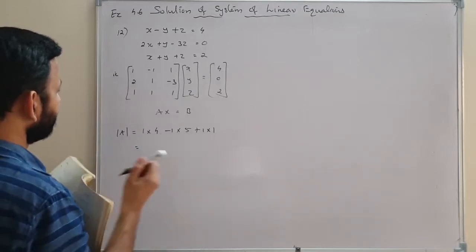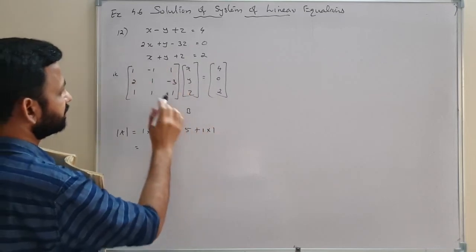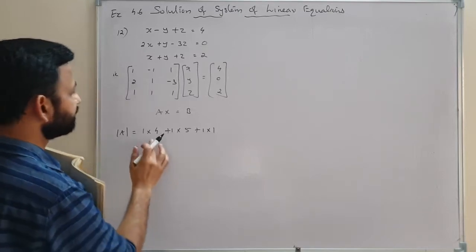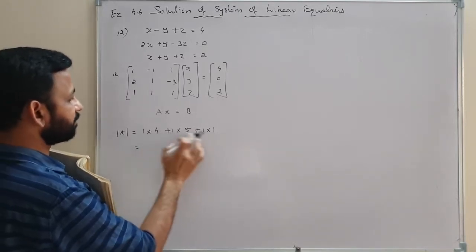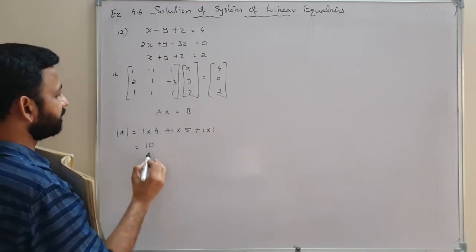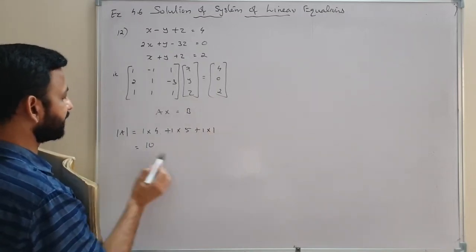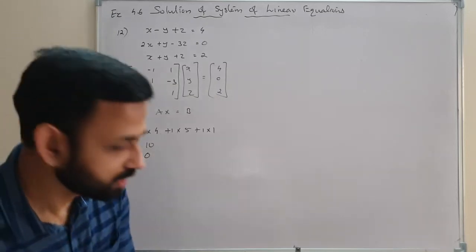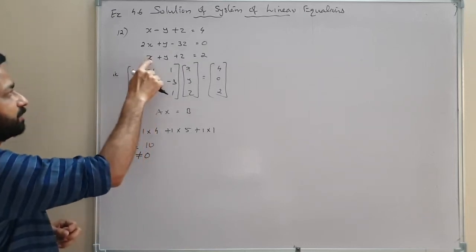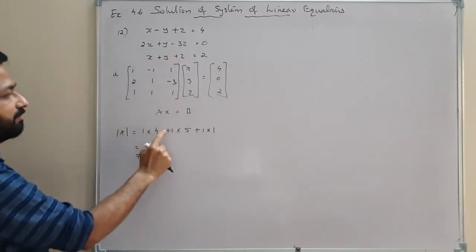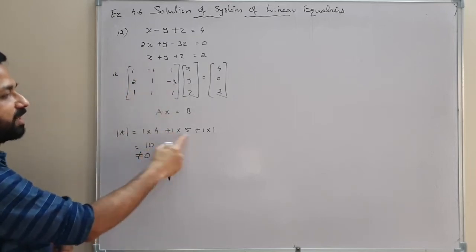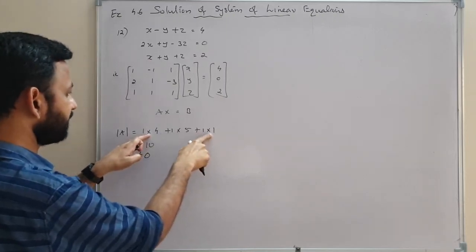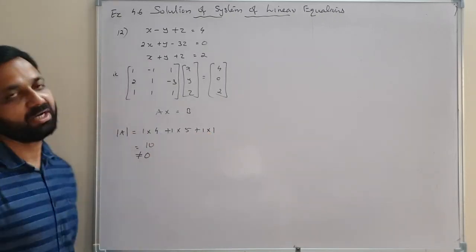Here I made one mistake. The signs alternate: positive, negative, positive, so it will be a plus sign. Now we get 4 plus 5 plus 1, 4 plus 1 is 5, 5 plus 5 is 10. Determinant A is not equal to 0, determinant A equal to 10. When we find a determinant, the signs alternate: positive, negative, positive. So here the minus 1 becomes plus 1. Then we got 4 into 1, 4 plus 1, 5, 5 plus 5, 10. So the determinant is not equal to 0.